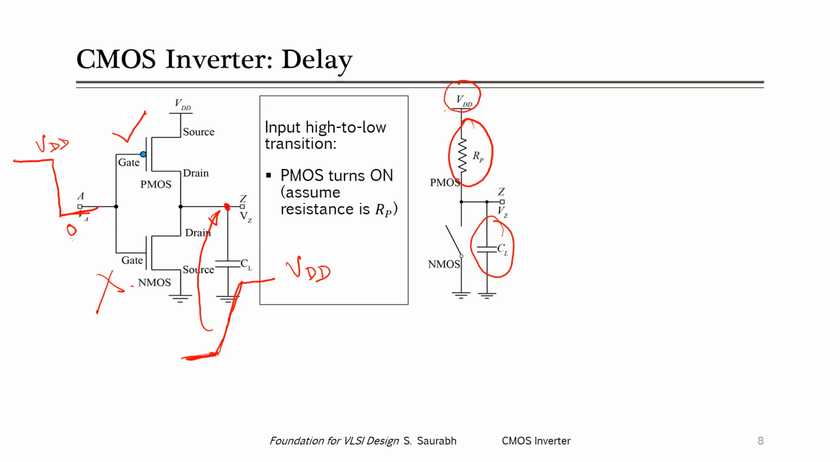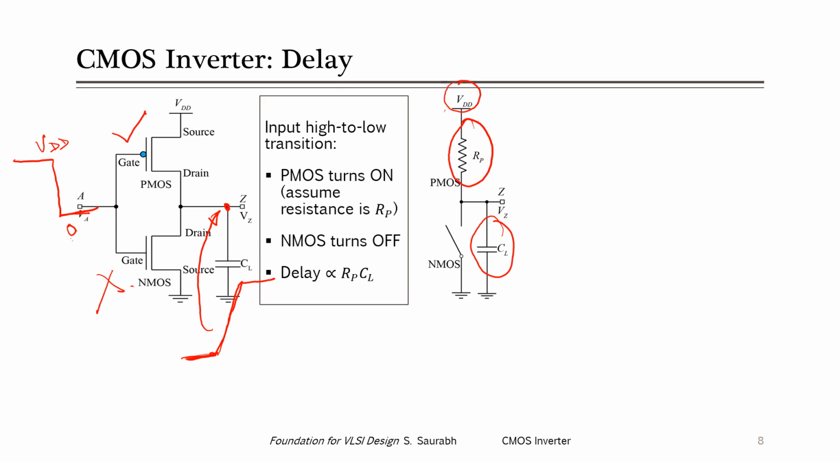If this capacitor charges very quickly, then the delay will be less. If this capacitor charges slowly, then the delay will be higher, right? Now, what will be the rate of charging of this capacitor? So this is a simple RC circuit, and therefore, to a first approximation, we can say that the delay, or the time required to charge this capacitor, will be proportional to RC.